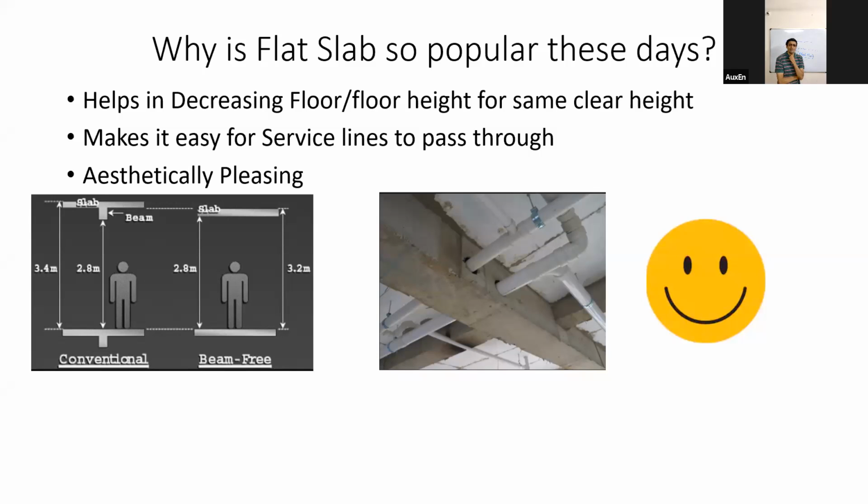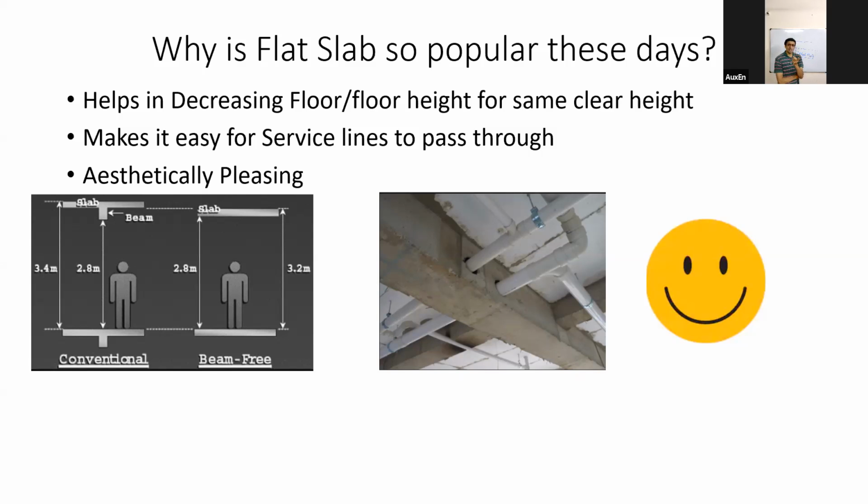I was saying that for the same clear height of 2.8 meters that you are seeing in both the cases, you need to provide less floor to floor height in case of flat slab systems, whereas you need to provide greater floor to floor height in case of a slab beam system. Is this understood to all of you? So what was the clear height that you were getting in both the cases? You were getting 2.8 meters.